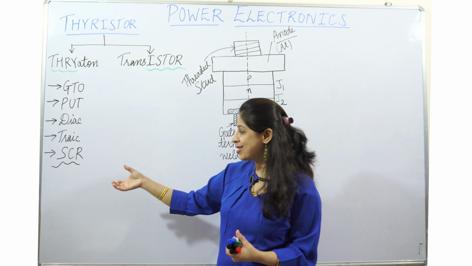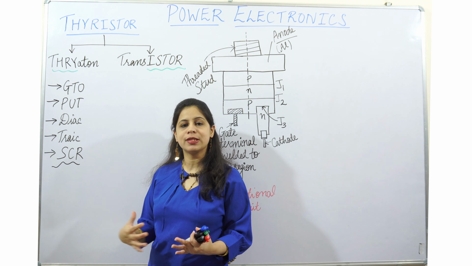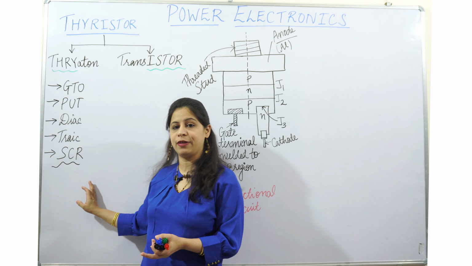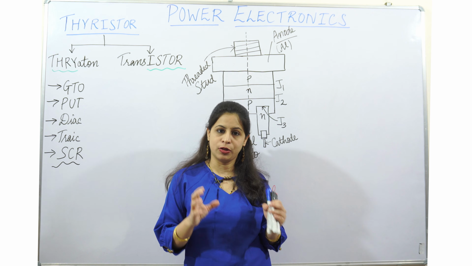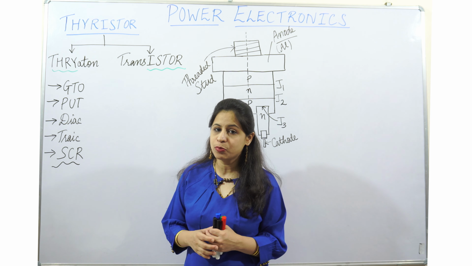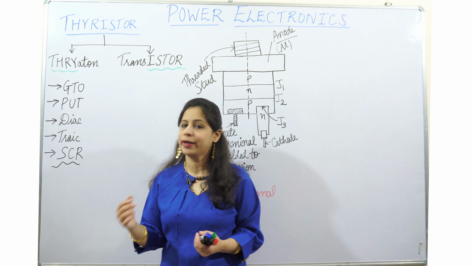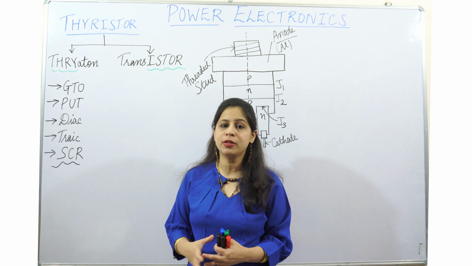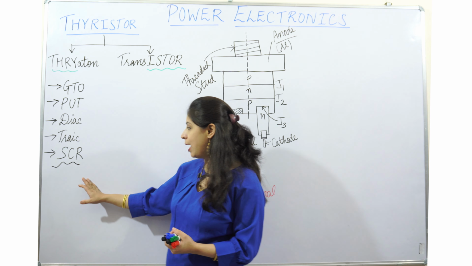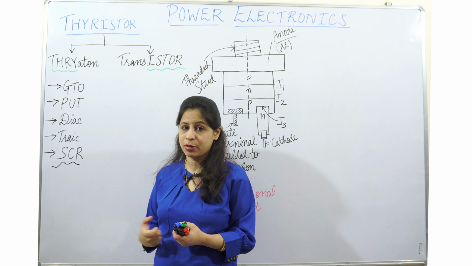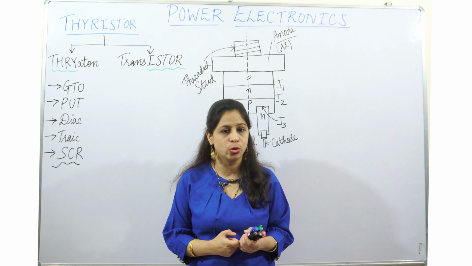Okay, so let us now see what is SCR. SCR is the Silicon Controlled Rectifier. It has the features of a rectifier, and it is made up of silicon. That's why the name Silicon Controlled Rectifier is given. It is similar to the normal diode, and it is unidirectional. But the only difference is that the switching can be controlled over here. The conduction can be controlled over here.